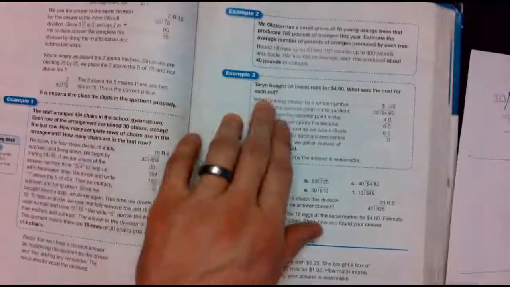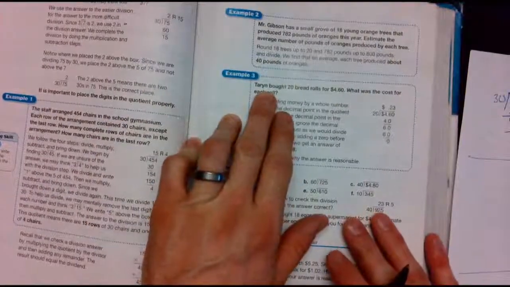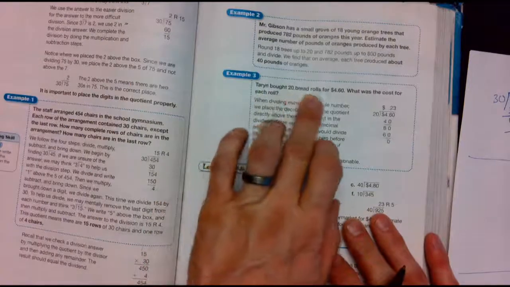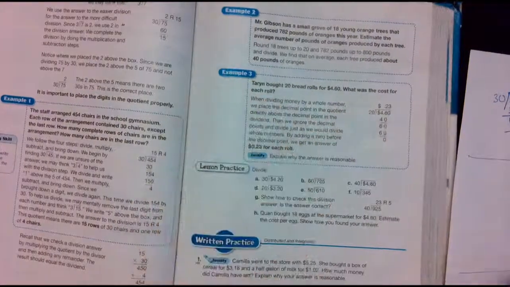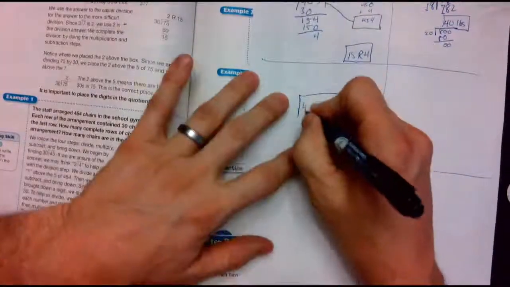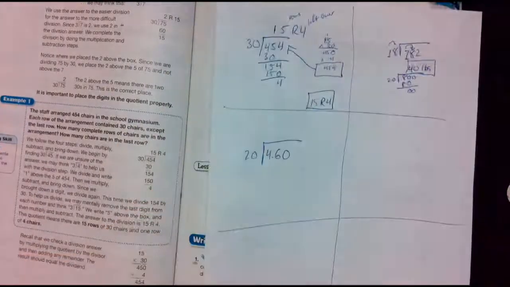Example number 3 says, Tyra bought 20 bread rolls for $4.60. What's the cost of each bread roll? So it's a money problem with a decimal. We're still going to do it the exact same way. $4.60 divided by 20 bread rolls.